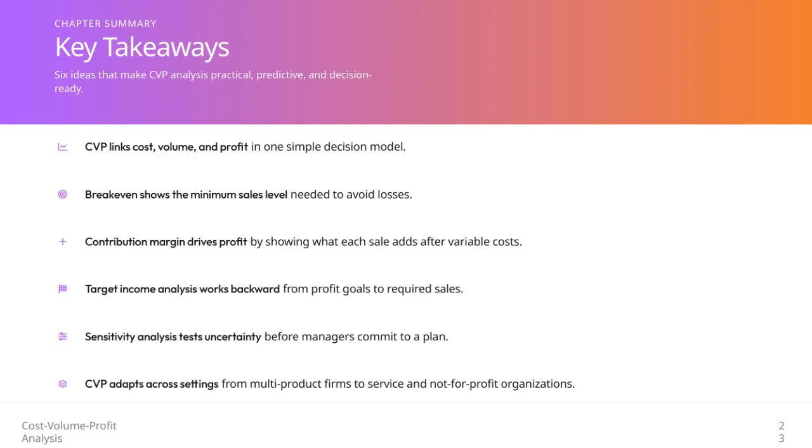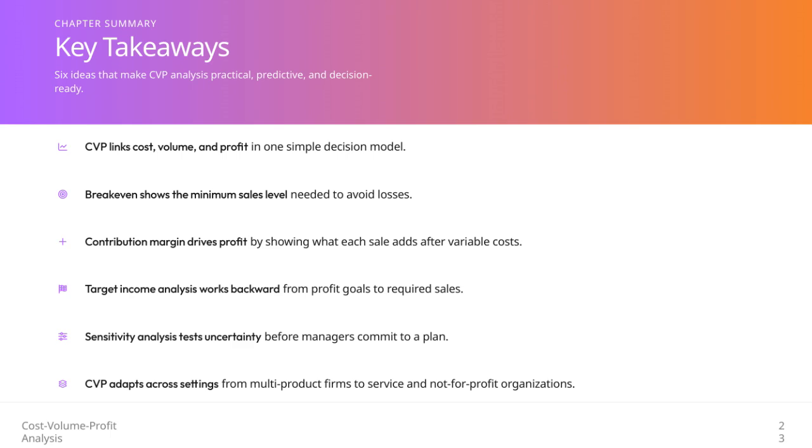First, CVP links cost, volume, and profit in a straightforward decision model, helping us understand how these elements interact. Break-even analysis is essential because it shows the minimum sales level needed to avoid losses. This is our safety baseline. The contribution margin is a critical concept. It reveals how much each sale contributes to profit after covering variable costs.